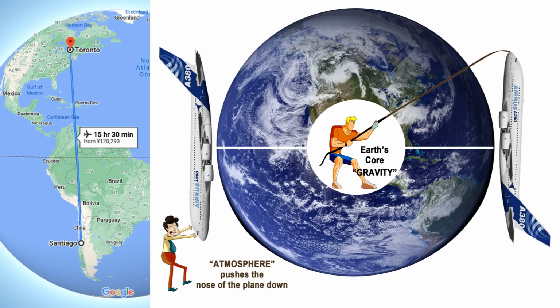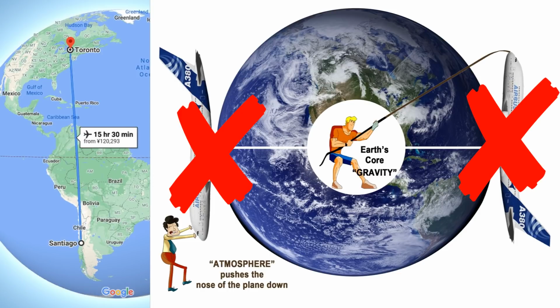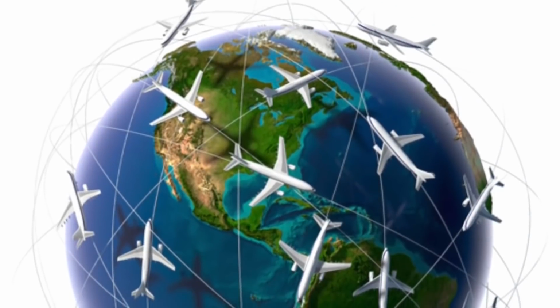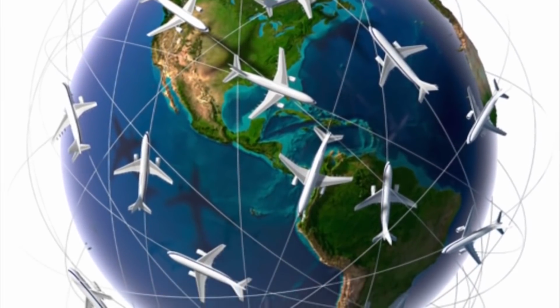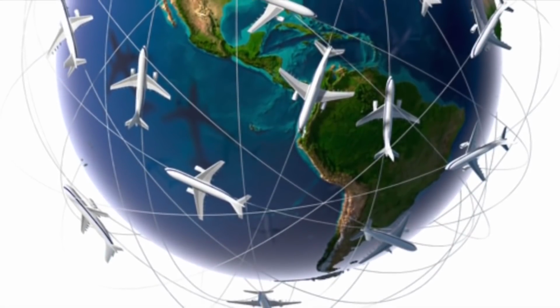So we conclude that the atmosphere is not pushing down the nose of the plane to adjust for curvature. Neither is a force called gravity in the center of the Earth, pulling down the nose of the plane in order to have it adjusted for the curvature. The only other option would be the pilot doing it, but we know pilots don't do that. There are no such forces called gravity or the atmosphere pushing down the nose of the plane.